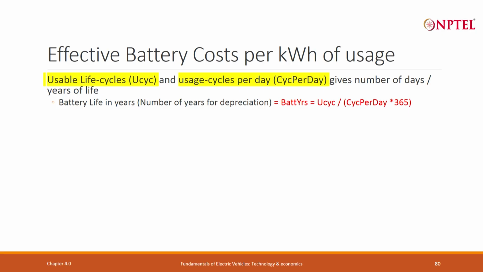There are many parameters that I am going to define. The first parameter that I am defining is usable life cycles, total usable life cycles. I call it UCYC, usable life. This is a parameter that will come from the manufacturer. And then I will use another parameter called cycles per day, usable cycles per day.